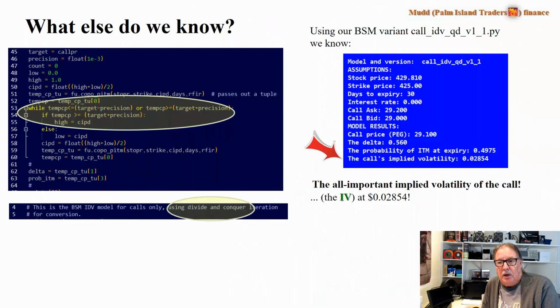In that model on the left side, implied volatility is actually that variable called CIPD, call implied probability. Let's see, CIPD, I forgot what that's supposed to stand for, but it is implied volatility. And so you can see how the divide and conquer algorithm is just causing it to converge to a value that is going to solve your model at a level of precision that you set up there at the very top.